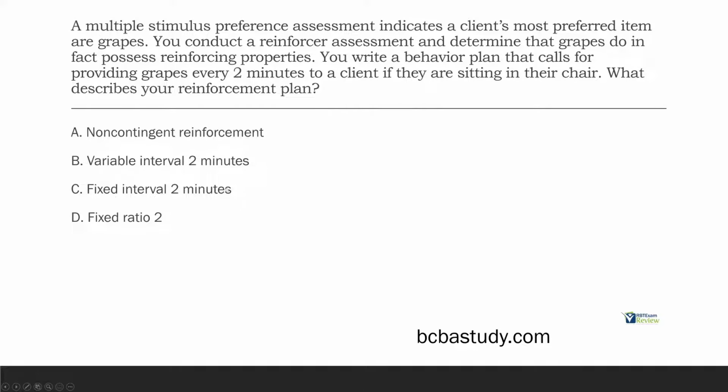So we're really looking at a C, fixed interval, 2 minutes. A fixed ratio 2 would be based on a number of responses. So every 2 responses, right, we provide the grapes, but that's not what we're looking at. We're looking at a time here. Remember, interval means time. So we're looking at a time interval that isn't changing, fixed 2 minutes. So our reinforcement plan is going to be a C, fixed interval, 2 minutes. Yes, you still need to know basic reinforcement schedules for the exam.